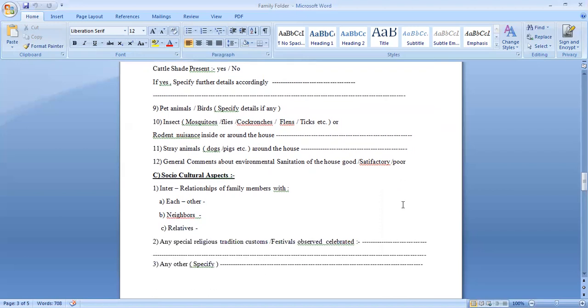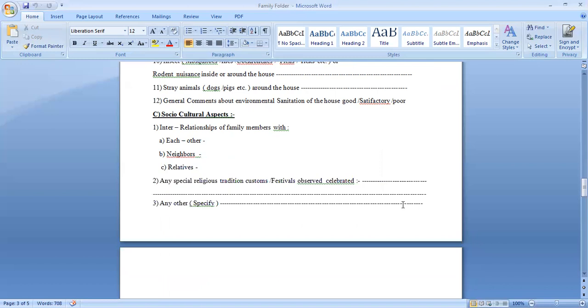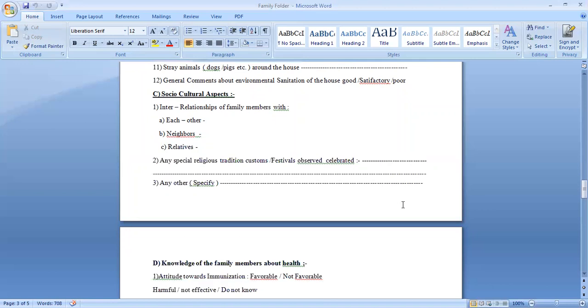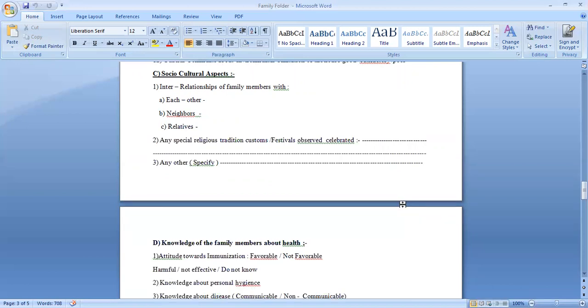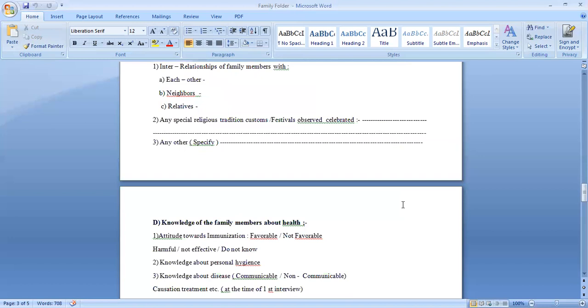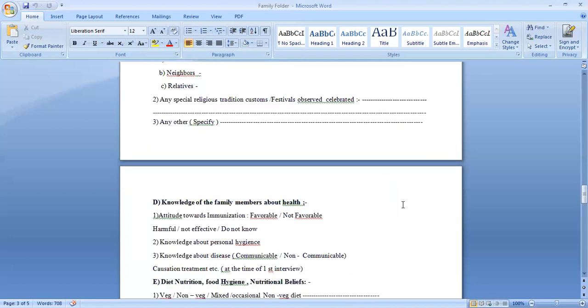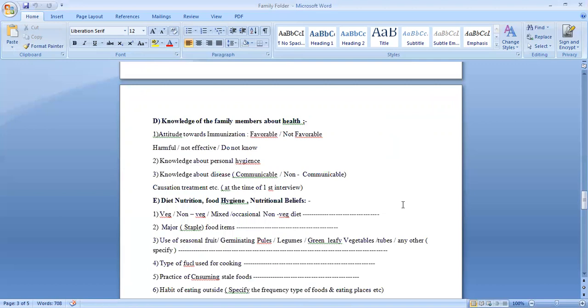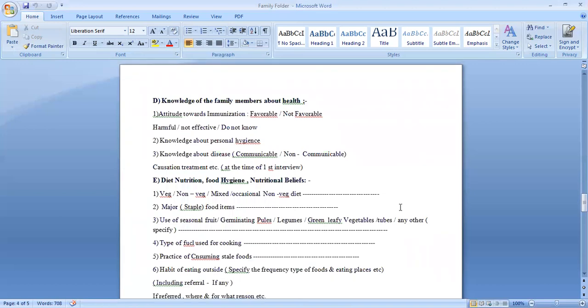Then a general comment about the environmental sanitation of the house: good, satisfactory, poor. Socio-cultural aspect: interrelationship of the family members with each other, neighbors, relatives, any specific religious or traditional customs, festivals observed or celebrated, and any other thing which you think important. Then knowledge of the family members about health, attitude towards immunization: favorable, not favorable, harmful, not effective, do not know. So accordingly you have to mark it.